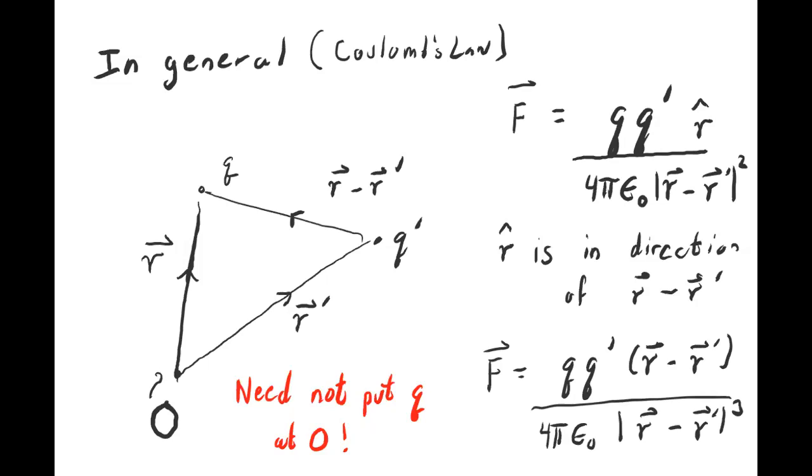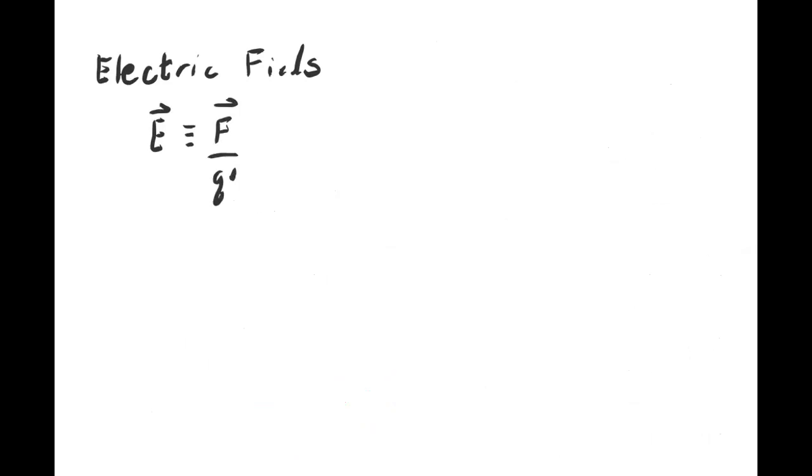Okay, so if you're going to insist on using this more general form for Coulomb's law, then you've got to be consistent with your electrostatics. So again, let's go back and look at the electric field. Remember, we define electric field as a vector. It's a vector field.